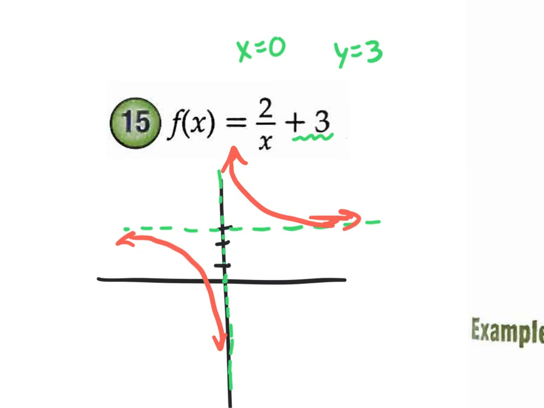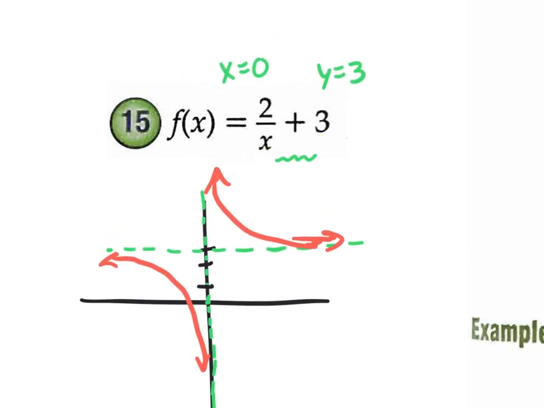Okay, it's that easy. Okay, it also says state the domain and range. Well, you would say the domain is x equals all real numbers except for 0. The range is y equals all real numbers except for 3, but y cannot be 3. Okay, so it's super easy. Let's have you try again 11, 12, and 13.